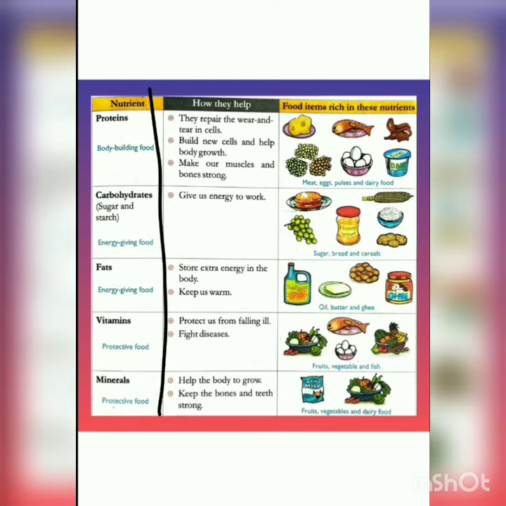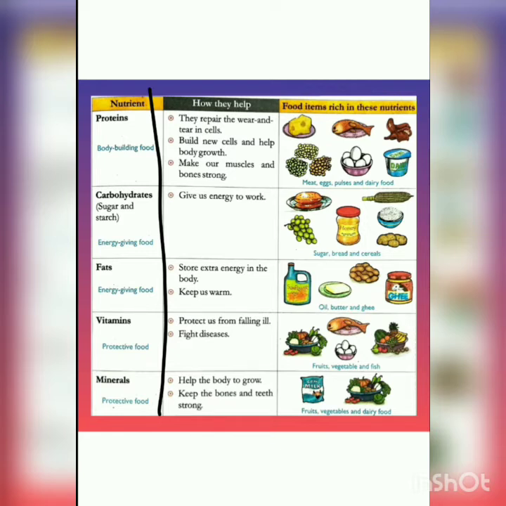See, proteins belong to which group? The bodybuilding food group, right? So what is the function of proteins? They repair the wear and tear in cells, they build new cells, they help in body growth, they make our muscles and bones strong. You can see the food items which are rich in these nutrients. These are meat, eggs, pulses and dairy food.